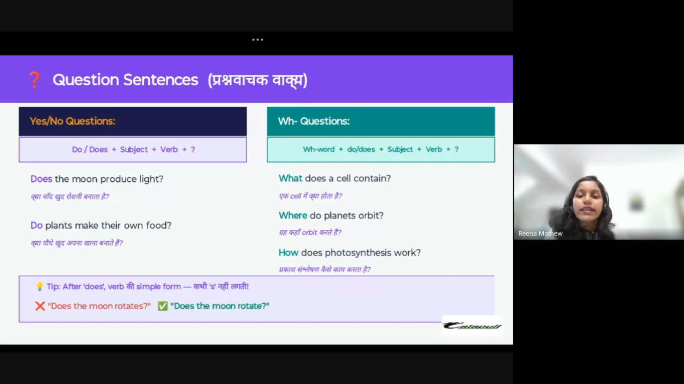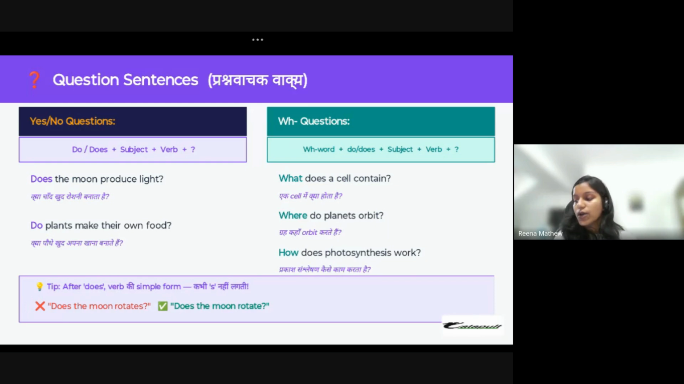Okay. Thank you. Now we'll do the WH question. We have done this a lot, so I won't take much time. The WH question format is this: add a WH word, add do or does, then subject plus the verb. This is an example: What does a cell contain? एक cell में क्या होता है? What, add do or does. Cell is the subject. Contain is the verb.